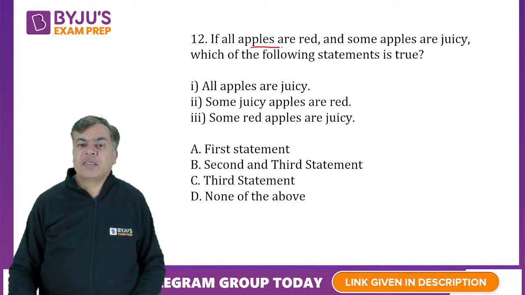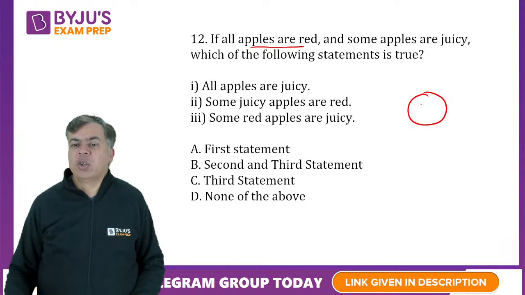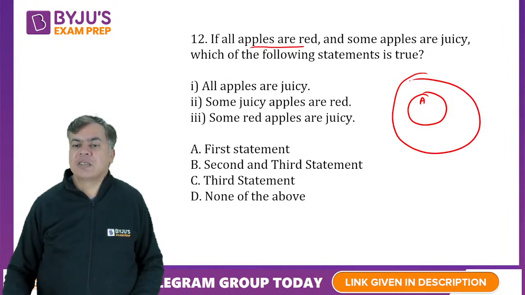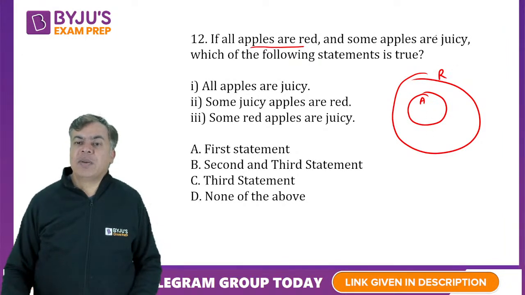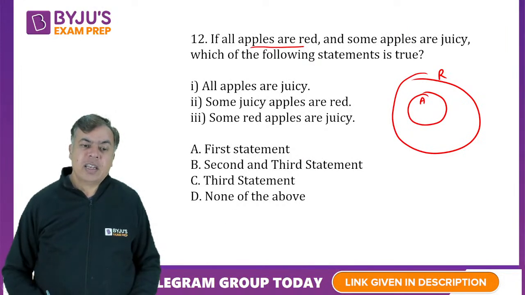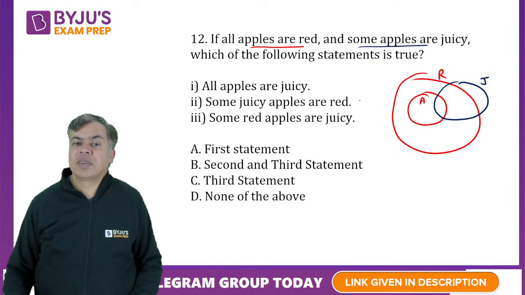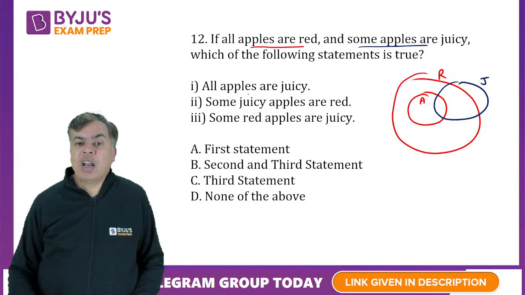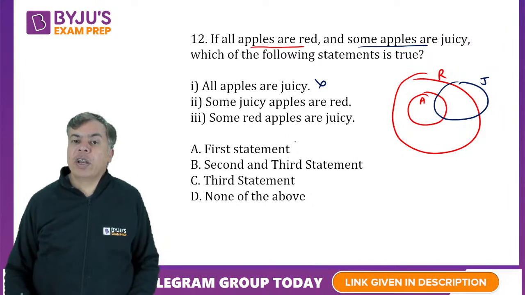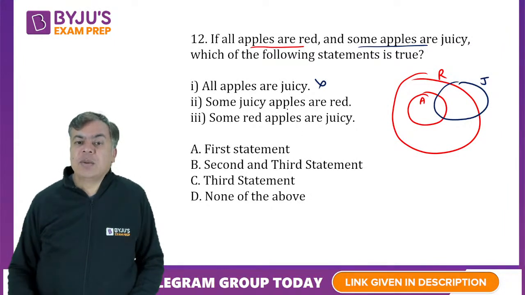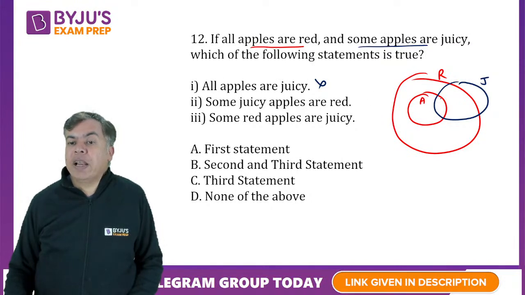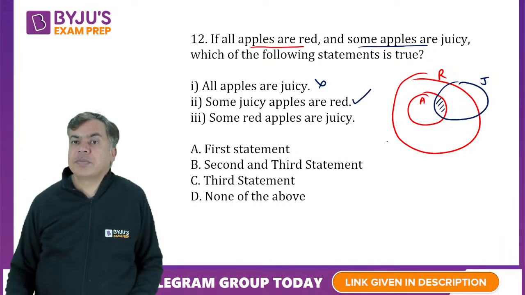All apples are red. Some apples are juicy. This can be like this. So which of the following statements is true? All apples are juicy? No, never. You cannot conclude this. Some juicy apples are red. Now apple and juicy is the given, and whatever this is, this will be red. So some juicy apples are red is definitely correct.